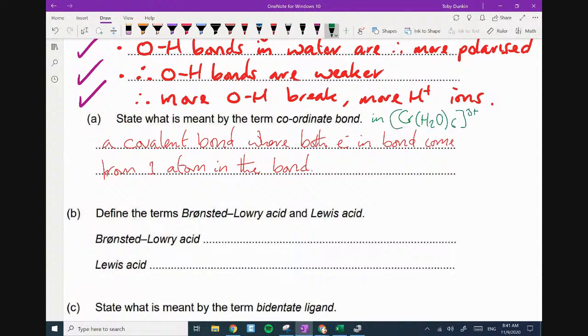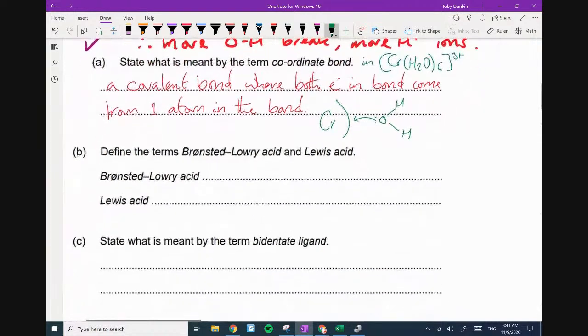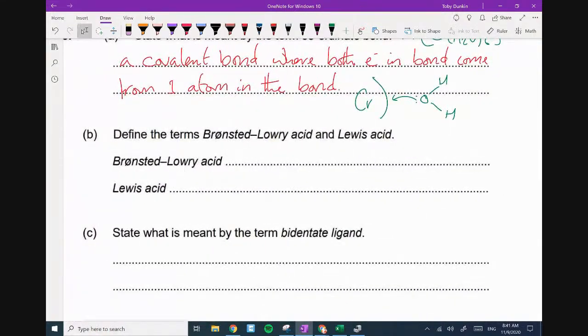They put you in a context. And at that point, what you say is that both electrons in the bond come from water, from the oxygen atom in the water. They're wanting you to give it in a context, rather than just giving the generic one. Anyway, nice to mention that.